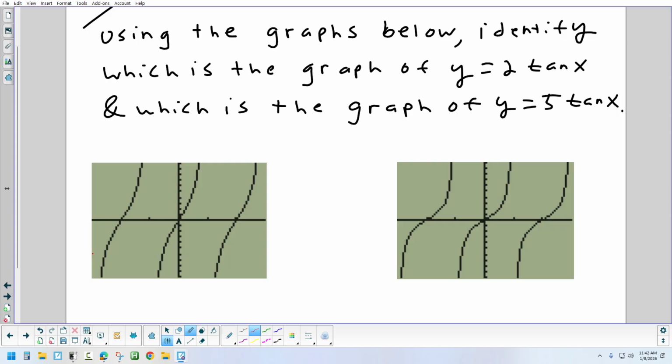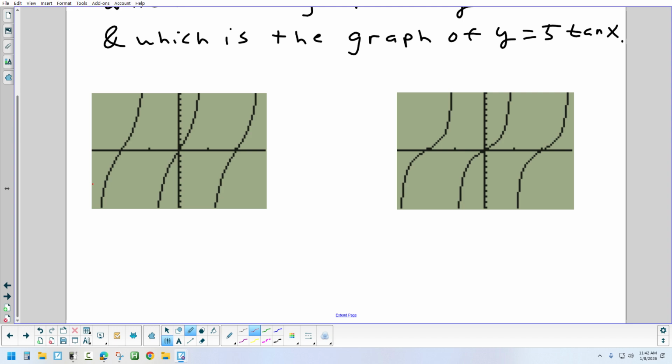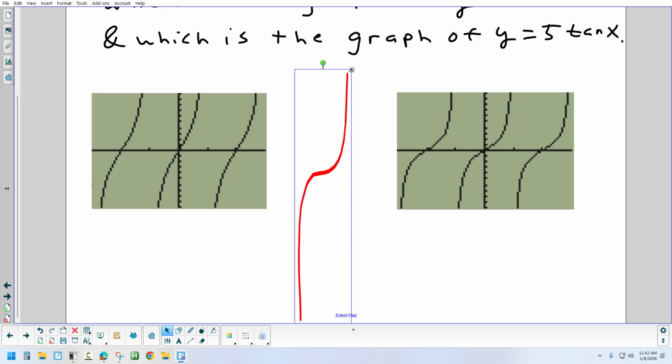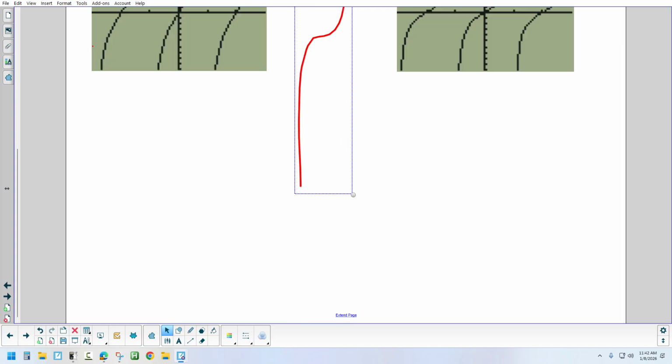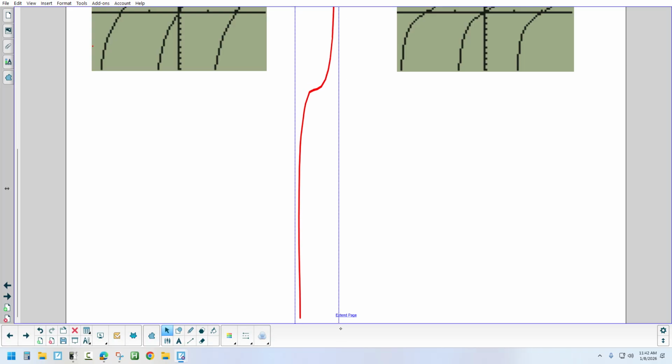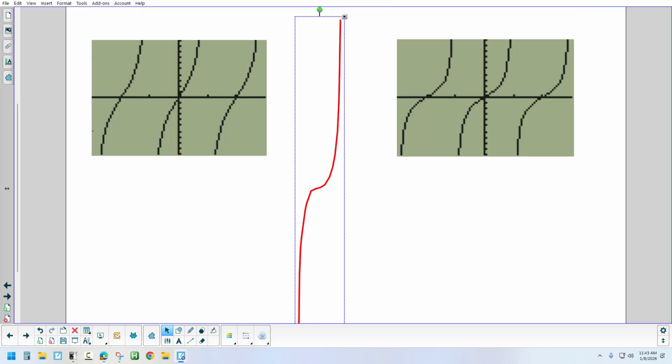So what is the 5 doing? Multiplying. Like what kind of transformation? It's a stretch. Here's your graph. If I take something like that and I stretch it vertically, it starts to look like that. What happened to the curve? It starts stretching out. Right, the more that I stretch it, the less sharp the curve is becoming. So 5 is the one on the left and 2 is the one on the right.